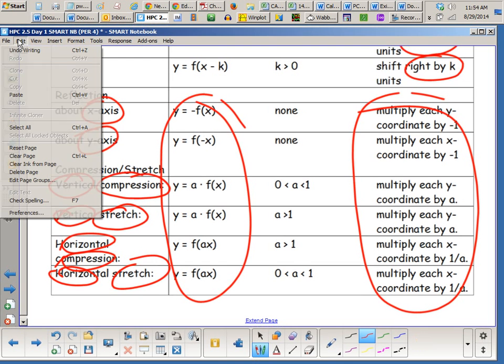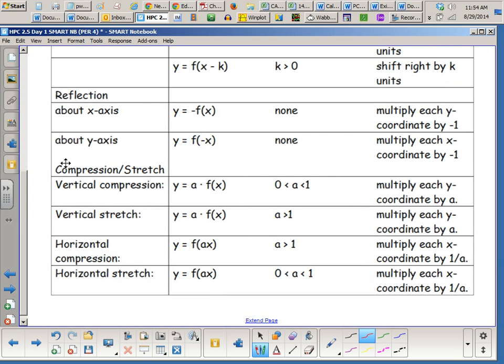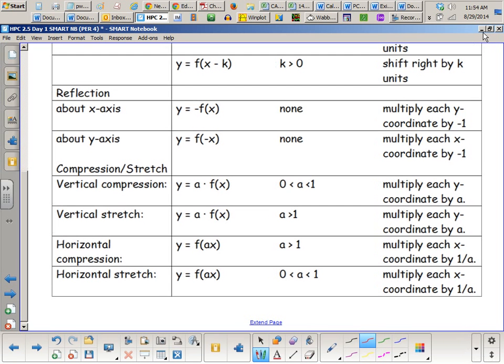Not only is it specific, but it's also, in a sense, very generic, because I never said what f of x was, right? It just says f of x. So that means it applies to any and all graphs. Okay, so it's a very versatile yet very specific page.